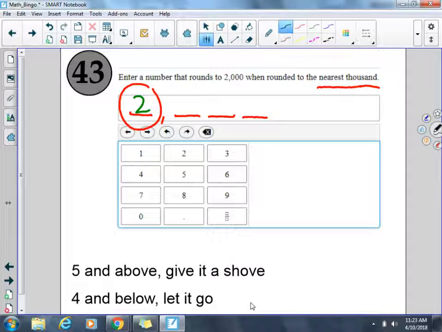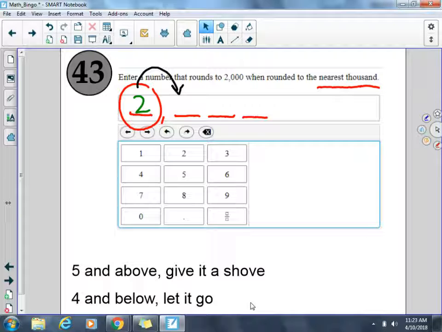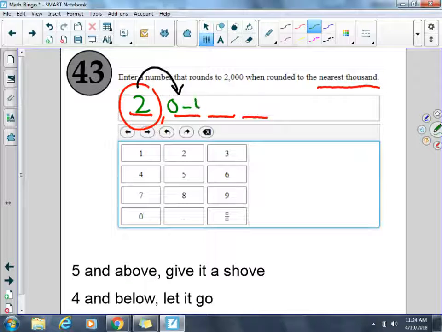Now, looking at that, I know my neighbor in the hundreds place is going to tell me what I have to do. That neighbor is either going to tell me 5 and above, give my digit in the thousands place a shove, so it goes up to the next one because it's big enough to round up. Or my neighbor is going to tell me 4 and below, let it go, and the digit in the thousands place is going to stay the same because it's not big enough to round up. So I could put any number in this hundreds place from 0 through 4. I could put 0, 1, 2, 3, or 4 there, because all of those are 4 and below.